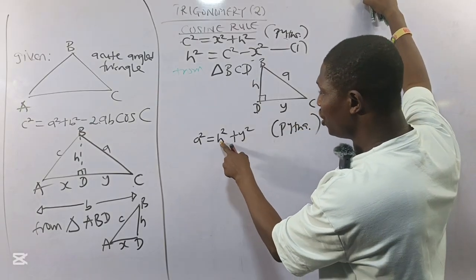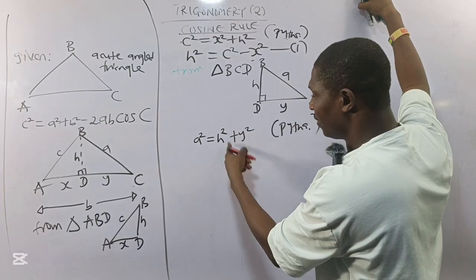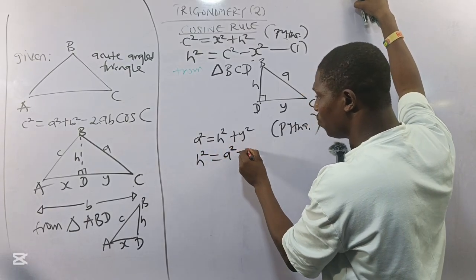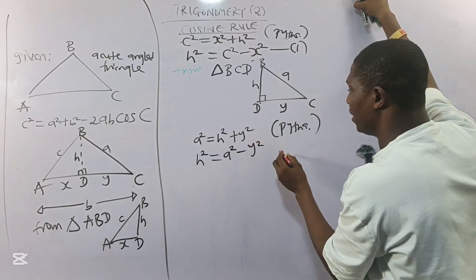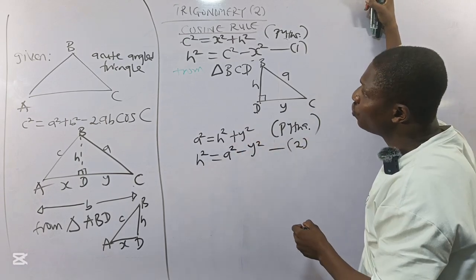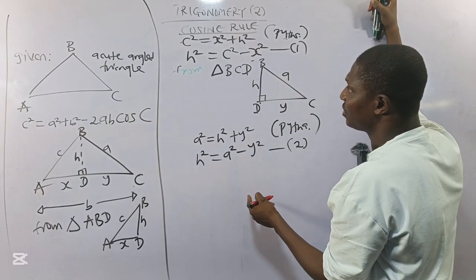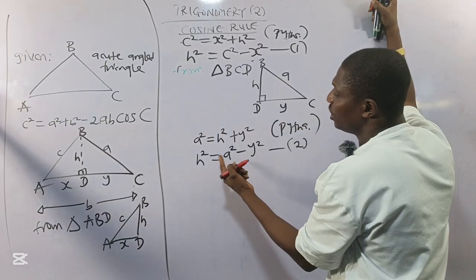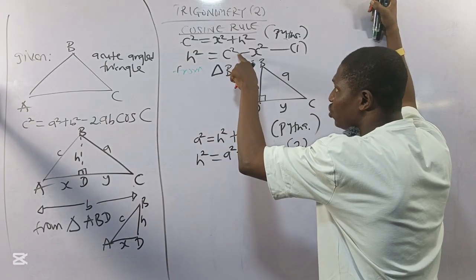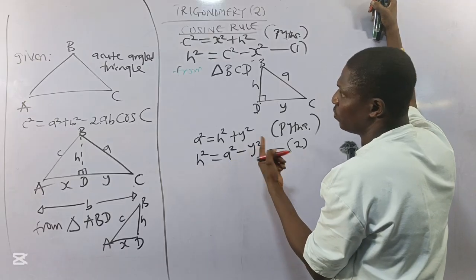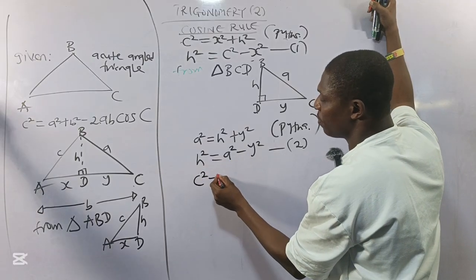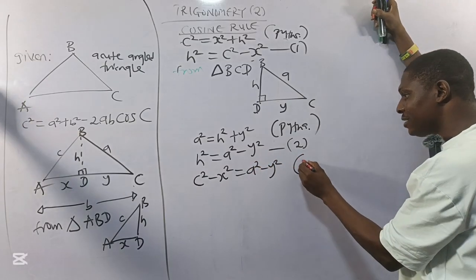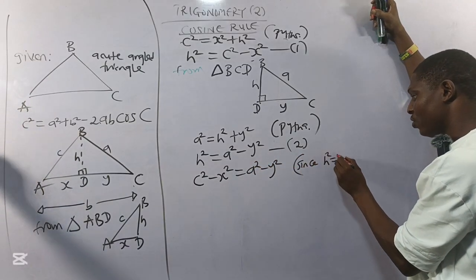Now, I want to make H squared the subject also. H squared is already positive. So I can say A squared is here, this will move to the other side: A squared minus Y squared. This becomes equation 2. Now, if you notice, A squared is common in the two equations. So therefore, I can simply equate C squared minus X squared to A squared minus Y squared, since both are equal to H squared.